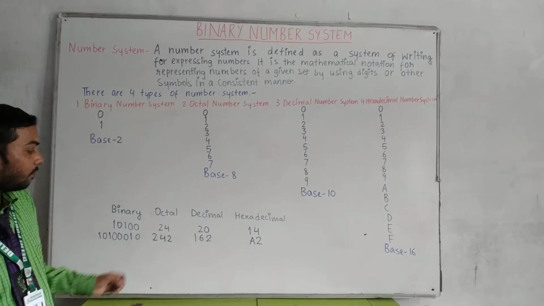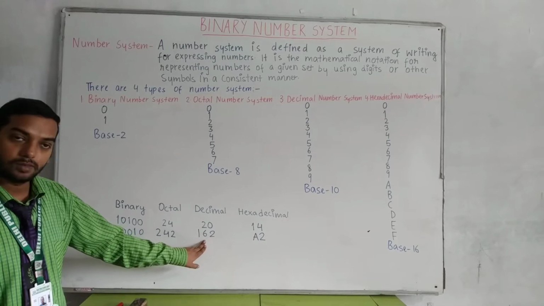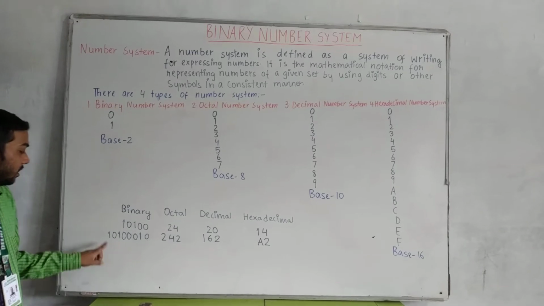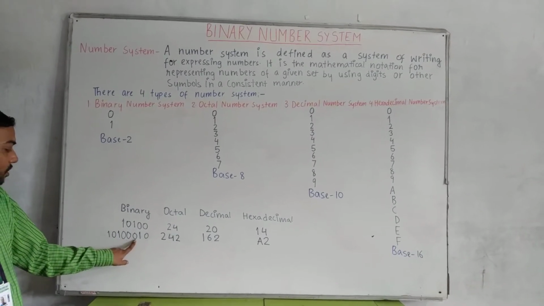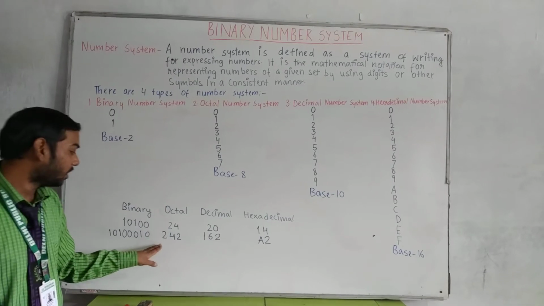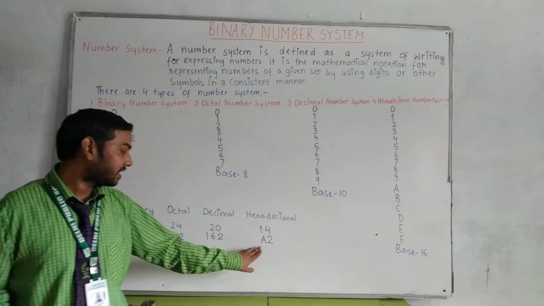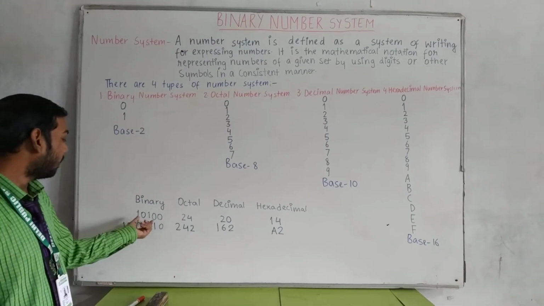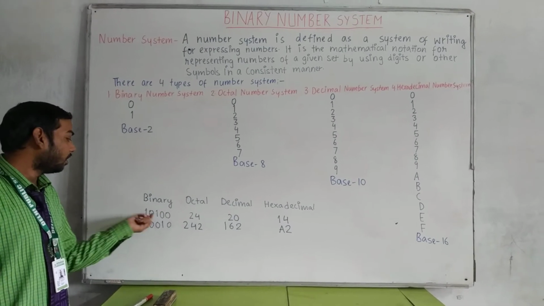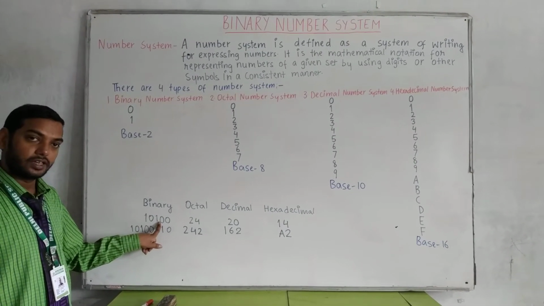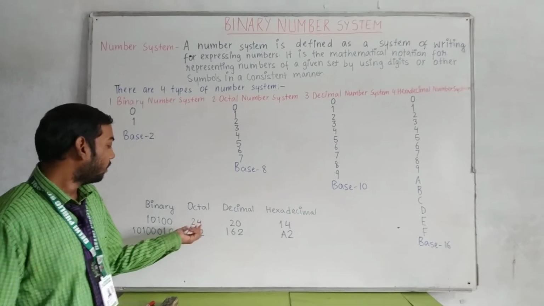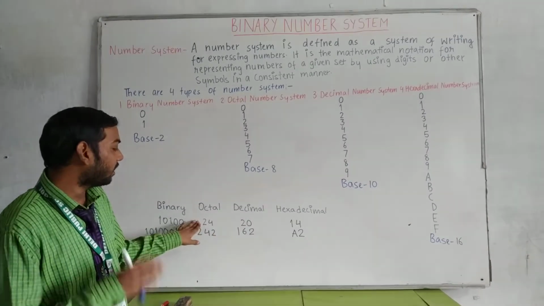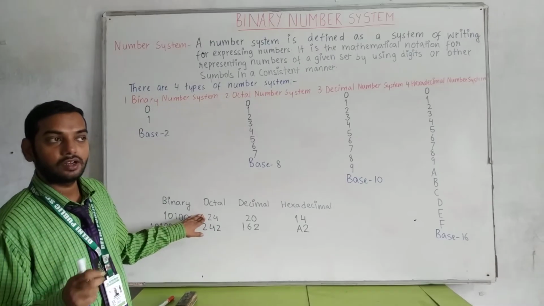Let us take another example: 162. It is a decimal number. We can express this number in binary as 10100010, in octal as 242, and in hexadecimal as A2. You can see that in the binary number system, we are only using 0 and 1. In the octal number system, we are using numbers from 0 to 7. We have not written any number greater than 7.